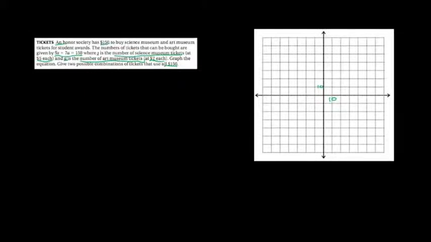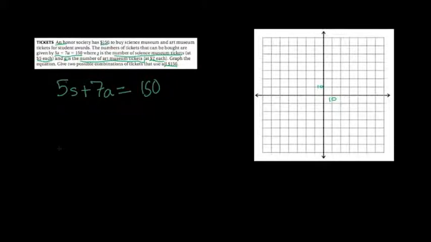So basically what this is saying is that they can buy a certain number of science museum tickets at $5 each, and they can buy a certain number of art museum tickets at $7 each, but whatever that is, it should not exceed the sum of 150. It's got to be less than or equal to $150. Let me just rewrite that part. 7a is gonna be equal to 150. Okay, so this is basically all that's gonna say.